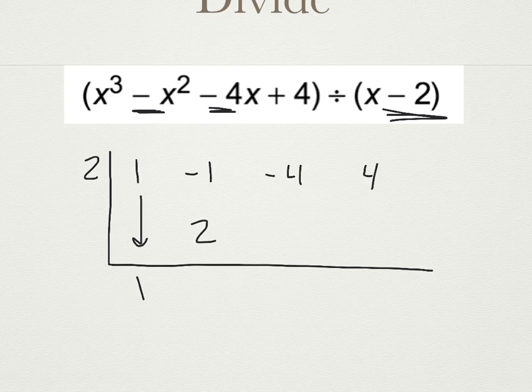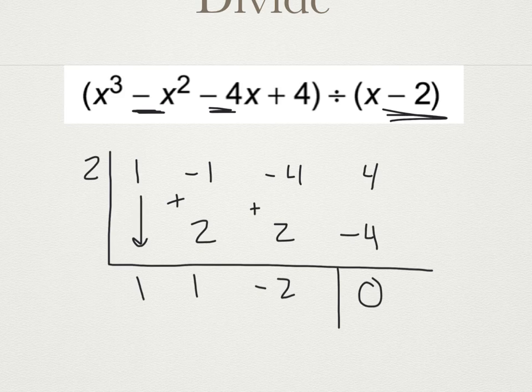Dom, what do we do next? You do the 4 and then the times 2. No. Remember, we add what's on the inside of the box and multiply outside. So we have negative 1 plus 2, which is 1. So now we multiply 2 times 1, and we get? And now we add the -4 and the 2. -2, and then we multiply 2 times -2, -4, and then 4 minus 4, 0.